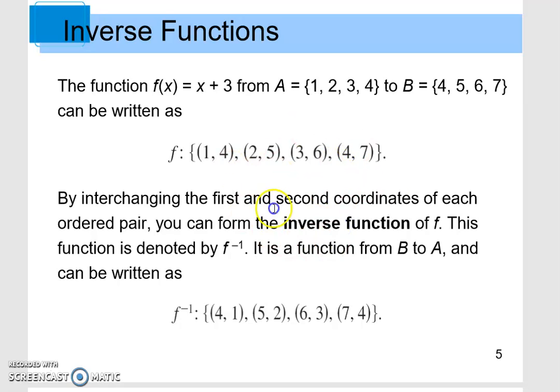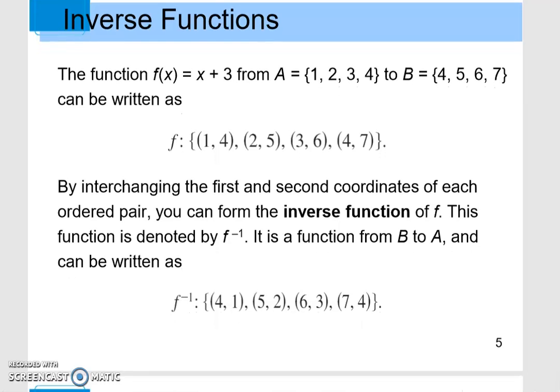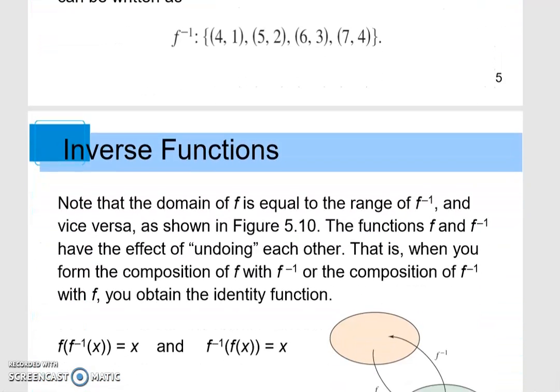Writing it like this makes it easier to find the inverse function, because all we have to do is flip the coordinates. For the inverse function, we go from B to A, so 4 goes to 1, 5 goes to 2, 6 goes to 3, 7 goes to 4. As you can see, looking at the pairs, instead of adding 3, the inverse is simply subtracting 3.